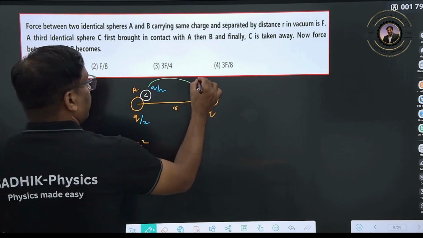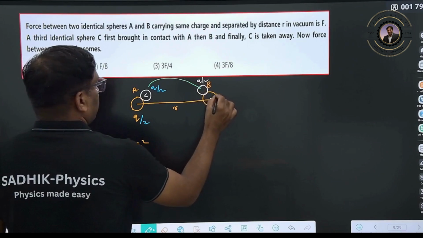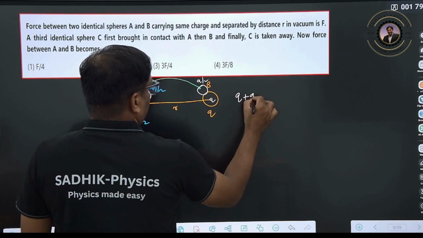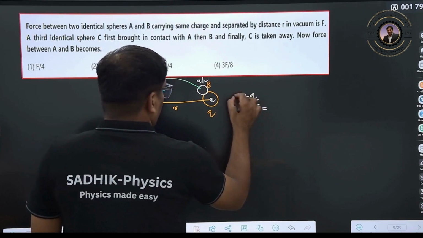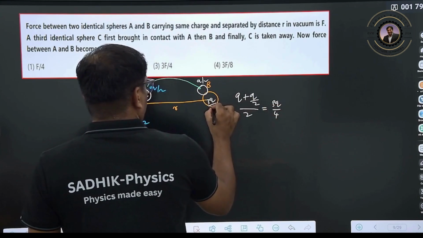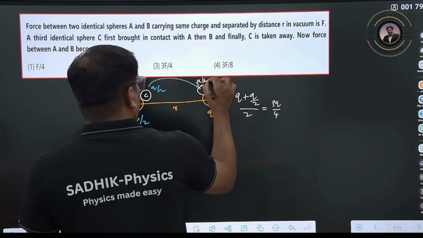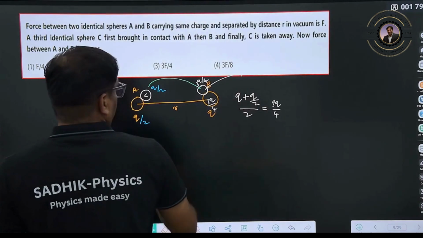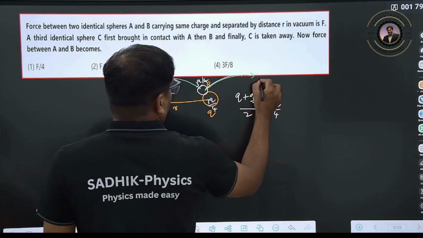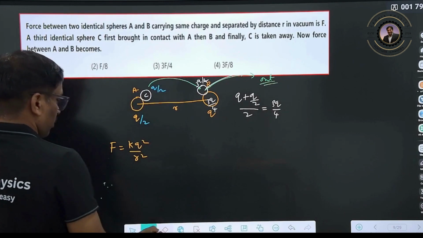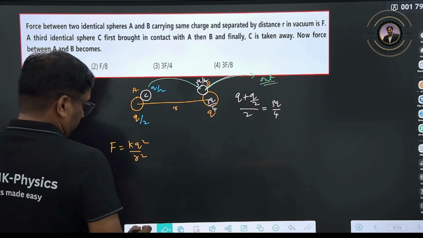Therefore, this is already Q by 2, this one has the Q. What will this one be now? Q plus Q by 2 divided by 2, therefore 3Q by 4. This will become 3Q by 4. And this is now removed, taken out. Now what will be the new force between them?